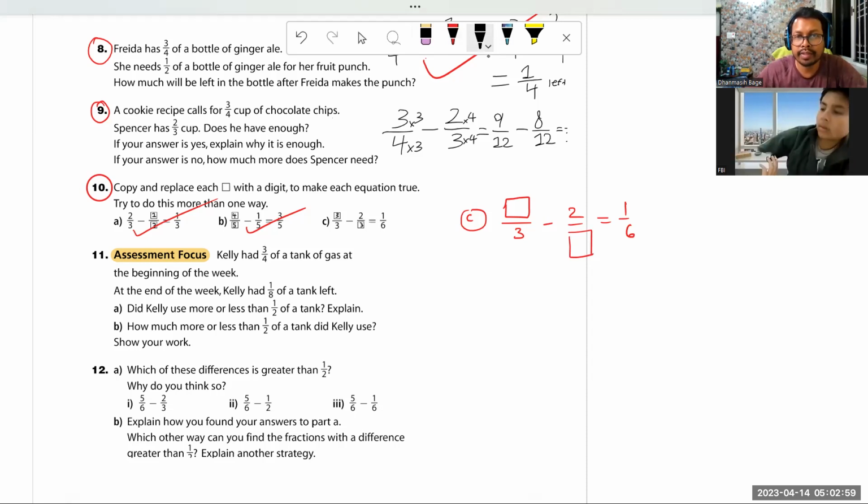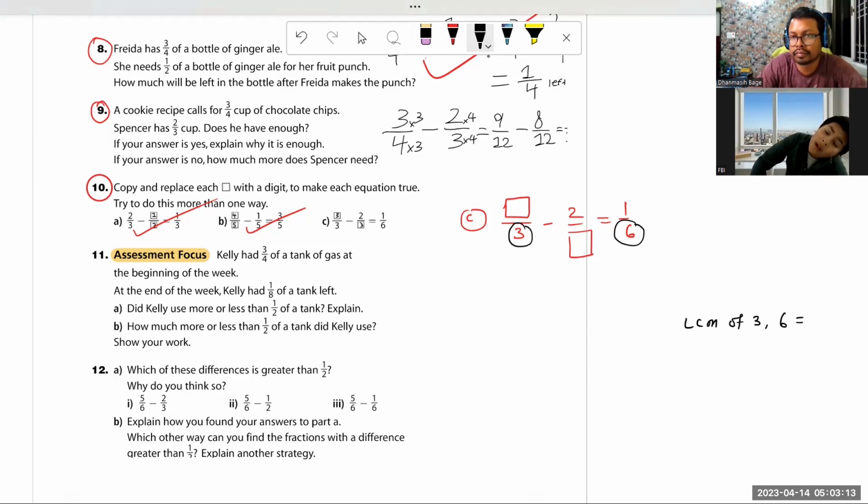What do you have to do in this case? Just look at the denominators, 3 and 6. What is the LCM? 12. So make this 12. Okay. One is filled up. Now can you fill in the blanks here?